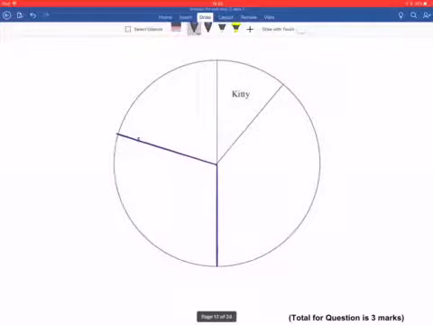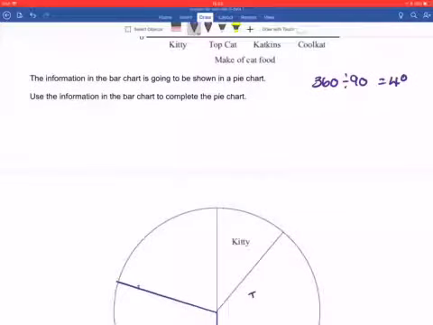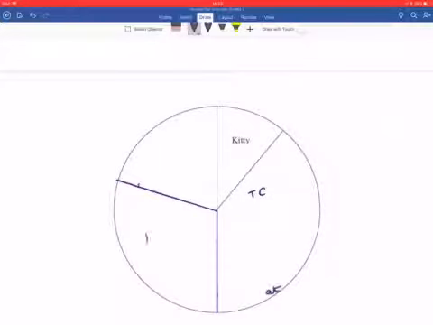But I just need to make sure I fill in which one's which. Top Cat, Catkins, and Cool Cat.